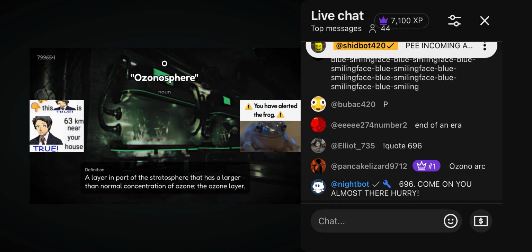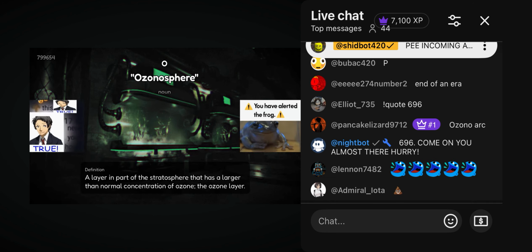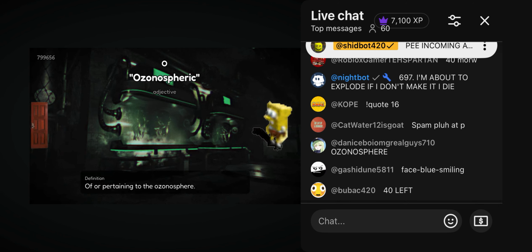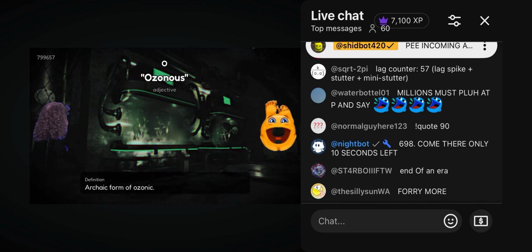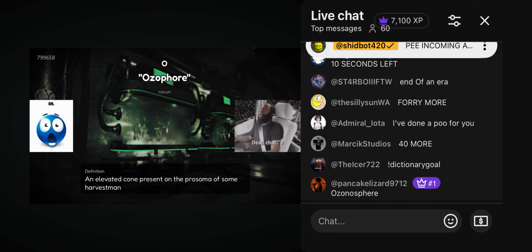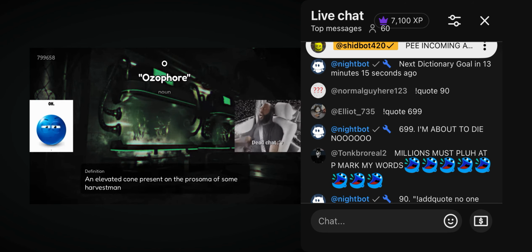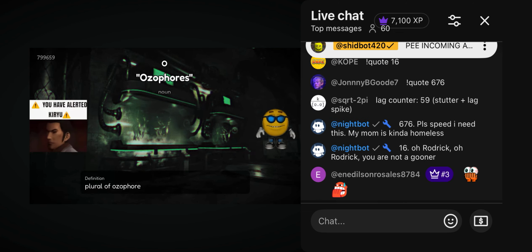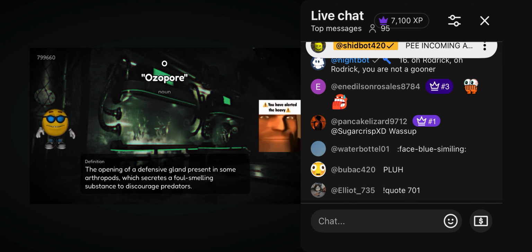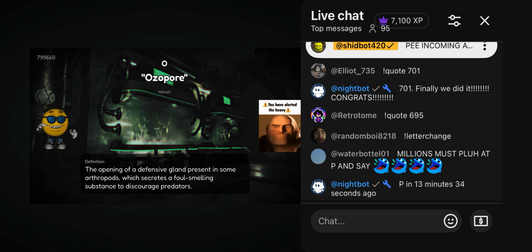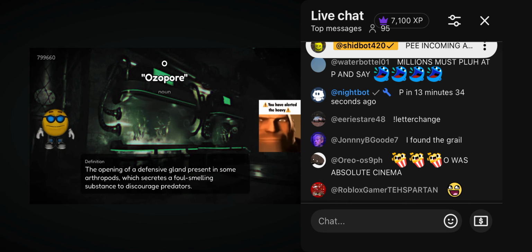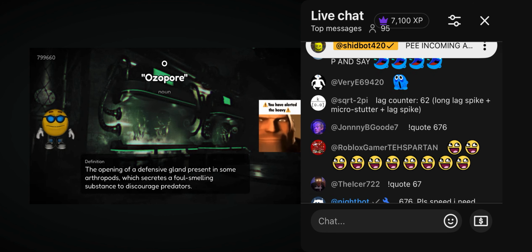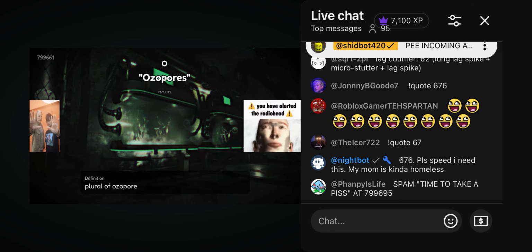Ozonosphere, a layer in part of the stratosphere that has a larger than normal concentration of ozone, the ozone layer. Ozonospheres, plural of ozonosphere. Ozonospheric, of or pertaining to the ozonosphere. Ozonic, archaic form of ozonic. Ozophore, an elevated cone present on the prosoma of some harvestmen. Ozophores, plural of ozophore. Ozopore, the opening of a defensive gland present in some arthropods which secretes a foul-smelling substance to discourage predators. Ozopores, plural of ozopore.